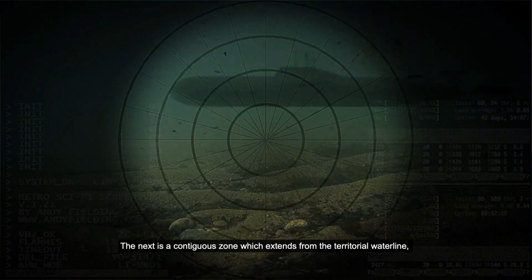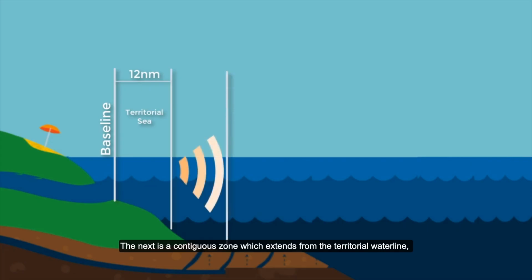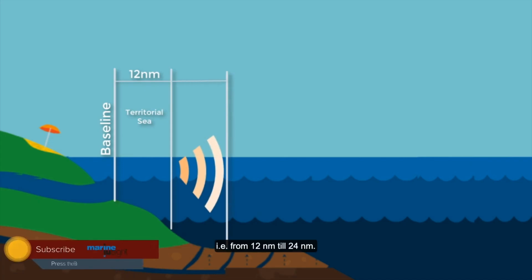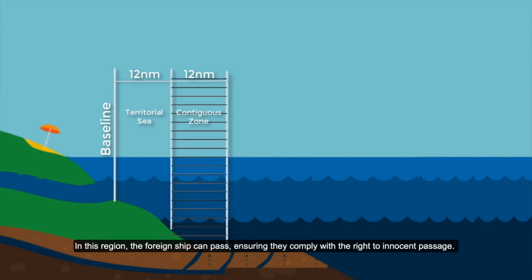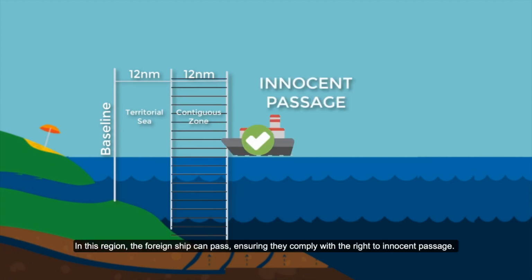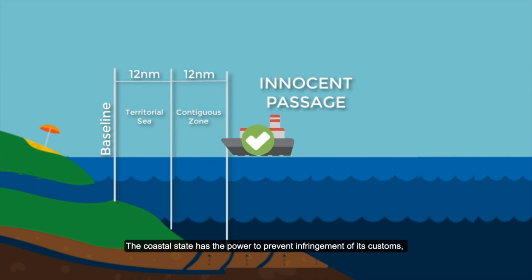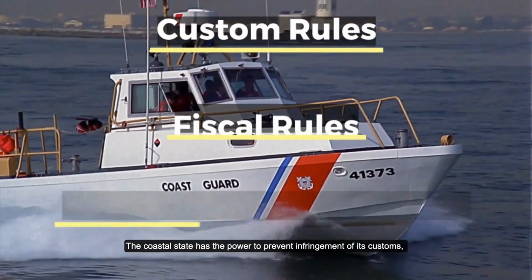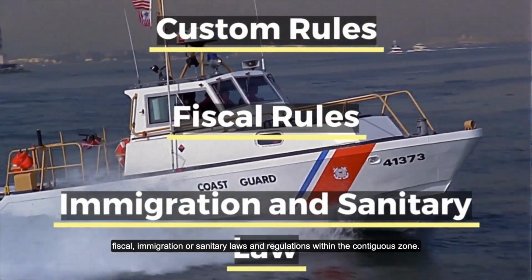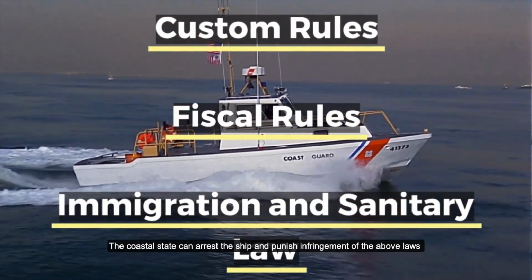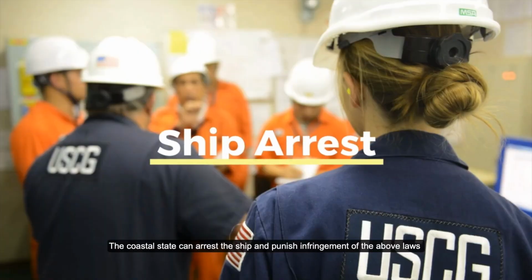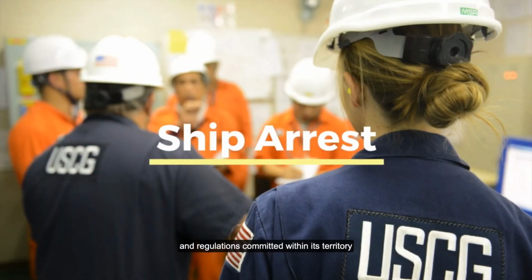The next is the contiguous zone, which extends from the territorial waterline, that is from 12 nautical miles to 24 nautical miles. In this region, foreign ships can pass, ensuring they comply with the right of innocent passage. The coastal state has the power to prevent infringement of its customs, fiscal, immigration or sanitary laws and regulations within the contiguous zone. The coastal state can arrest the ship and punish infringement of the above laws and regulations committed within its territory.